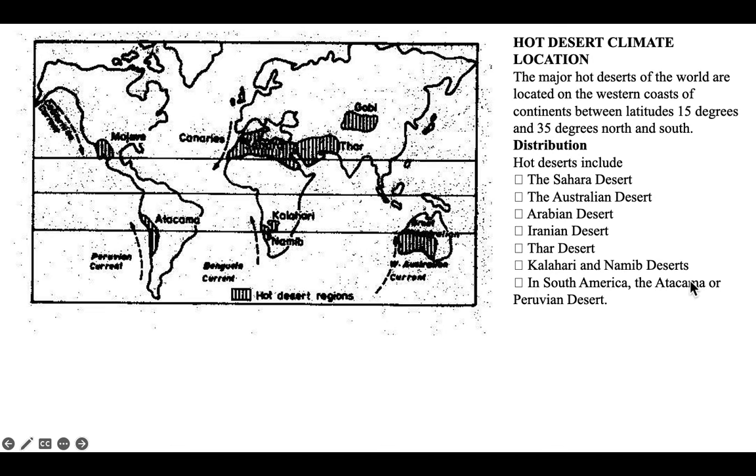In South America we have Atacama, this one here, the Atacama Desert. And then here we have Gobi. Gobi is one of them, but they didn't just mention it. Then also we have Peruvian Desert. So that's one of them. So we need to know the deserts. So these are some of the deserts that are present.